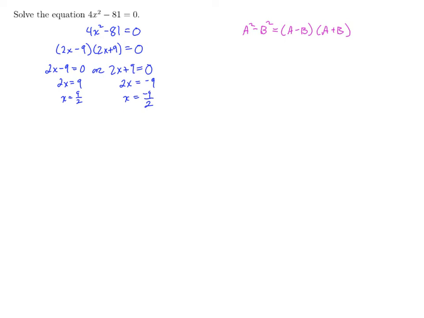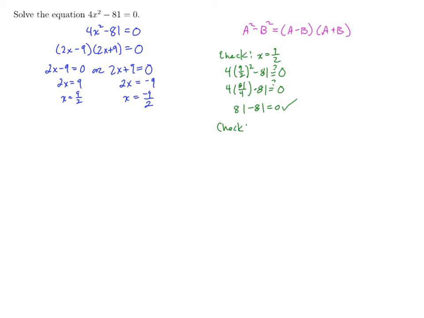I now have two proposed solutions, so I'll check them, and I'll do that by looking at that original equation. So I'll check x equals 9 halves, and I'll do that by replacing x in that original equation with 9 halves. So 4 times 9 halves, quantity squared, minus 81, I'm going to check, does that equal 0? 4 times 9 halves will be 4 times 81 over 4, and then I'm subtracting 81 and checking if that equals 0. So 4 times 81 over 4 will give me 81, so I'm checking, does 81 minus 81 equal 0? And yes, it does.